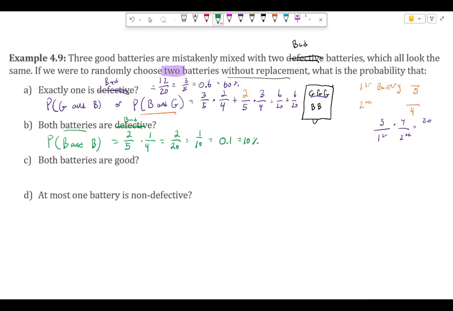For part C, both batteries are good, so the probability of a good on the first and a good on the second. There's only one way of getting that, be good on the first, good on the second. There's no other ways we could work with this one, as we did in part A.